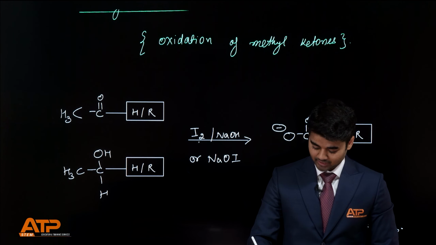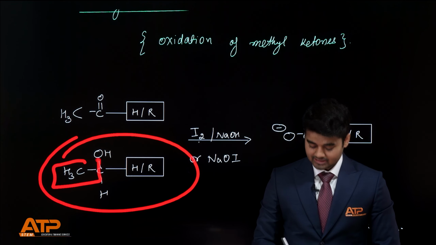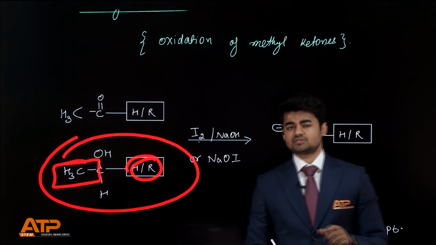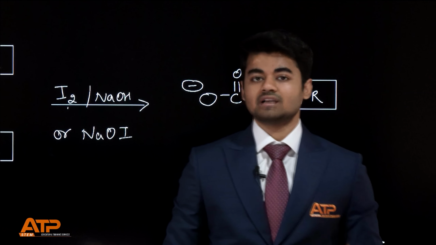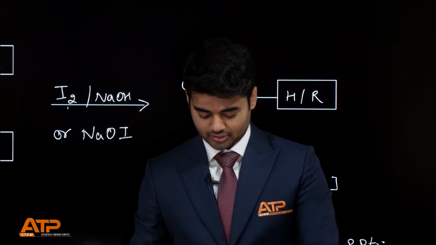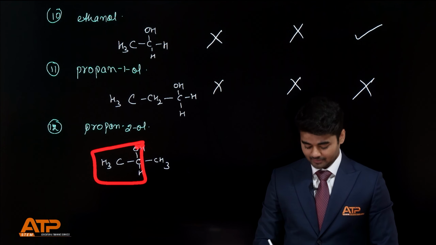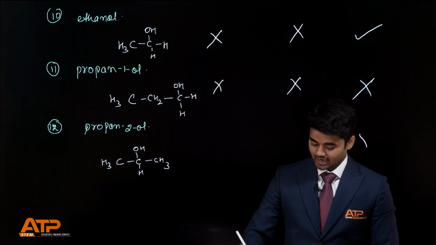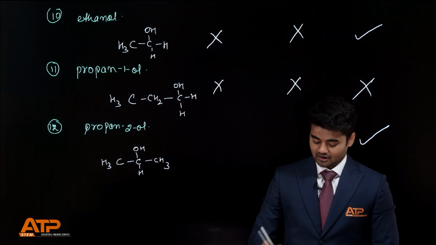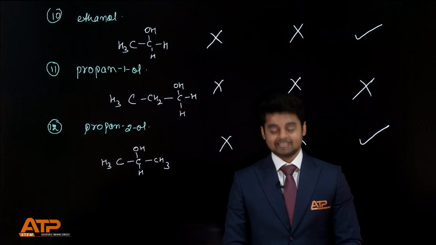Let's go back and check the template for iodoform once. Yeah, this is the template. We should have a methyl here. In this box, we can have hydrogen or methyl, anything can be there. But on one side, we should have methyl present. So propan-2-ol, let's check. This seems to be fitting the template of iodoform test where CH3 is present. So iodoform test, yes. Alcohols do not give Fehling's or Tollens test.